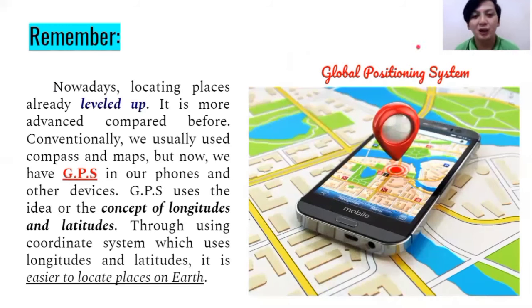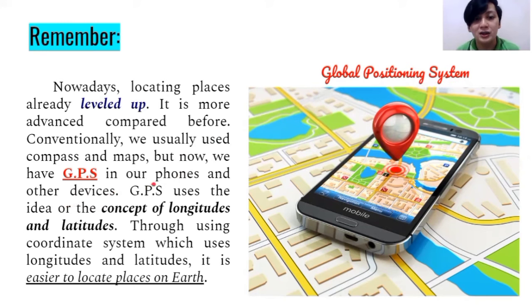So, nowadays, locating places already leveled up. It is more advanced compared before because of the use of smartphones and different high technologies. So, conventionally, we used compass and maps, but now we have GPS. In our phones and other devices, it can be on your laptop, it can be in your smartphones, but basically it can be commonly found in smartphones, okay, using your Google Map, using your Waze, and so on and so forth. So GPS means Global Positioning System.